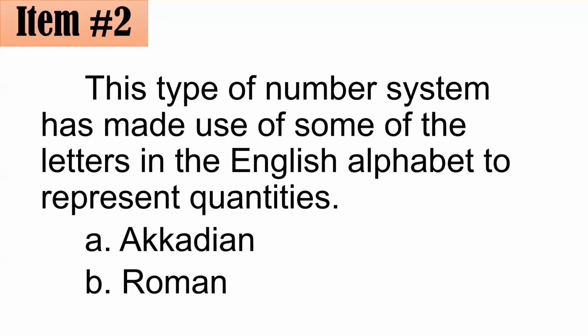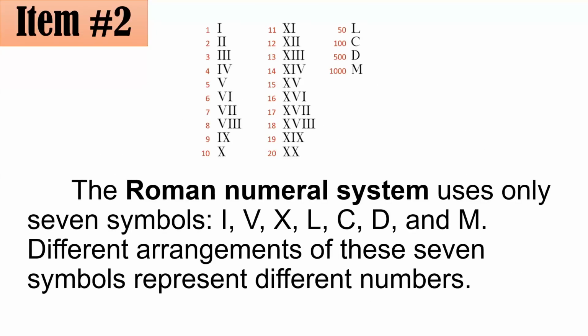Number 2, this type of number system has made use of some of the letters of the English alphabet to represent quantities. Is it the Akkadian or the Roman? Okay, I see many people answered letter B, Romans, and you are actually correct. The Roman numeral system uses only 7 symbols: I, V, X, L, C, D, and M, and the different arrangements of these 7 symbols represent different numbers. No? So it's letter B. In fact, fun fact, the Roman numeral system has no numeral for 0. Okay, letter B.